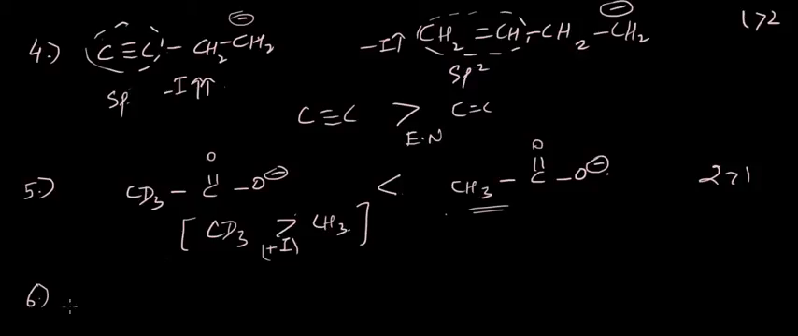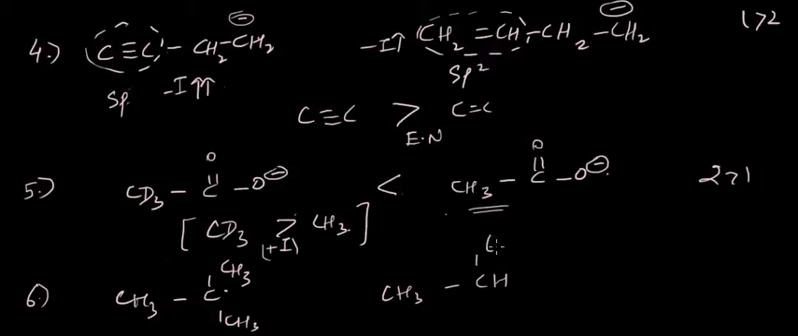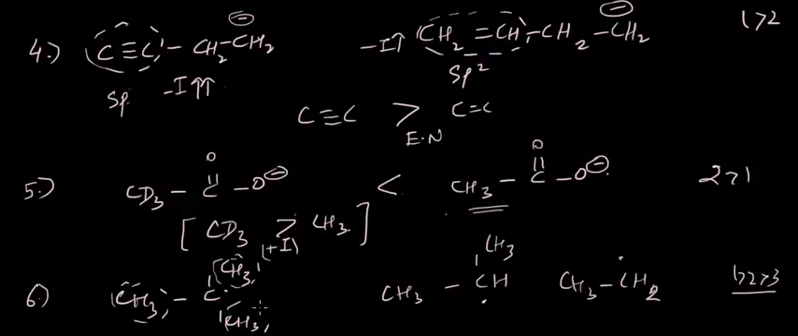Now let us see the next example, where we have this one, second is this one, and third one is simply this. So the order of stability is 1, 2, 3. Why? Because the more the inductive effect of neighboring groups on a free radical, the more is the stability. The stability order is similar to the one we discussed in the case of carbocation.